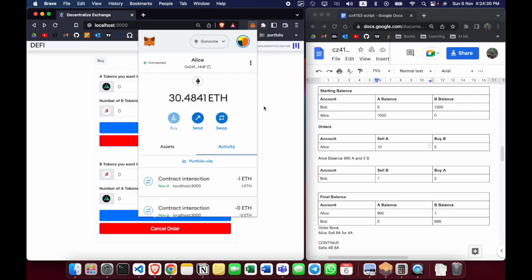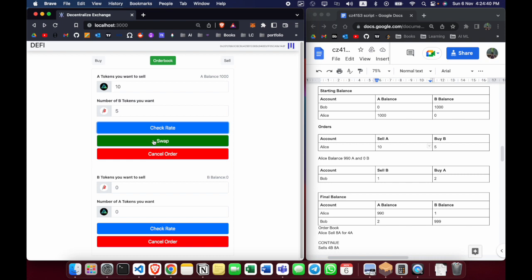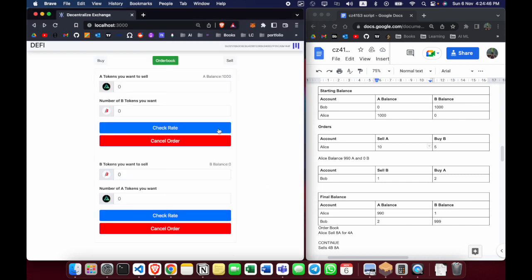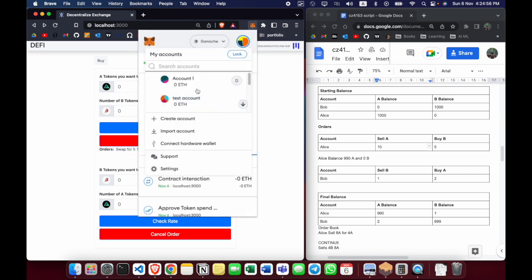For the partial order, Alice will have a balance of 1000 A tokens. She will first submit an order of selling 10 A tokens for 5 B tokens. So this went through, so she loses 10 A tokens, and there will be an order in the order book here. So now let's move on to Bob.